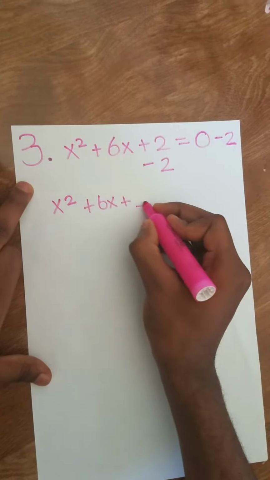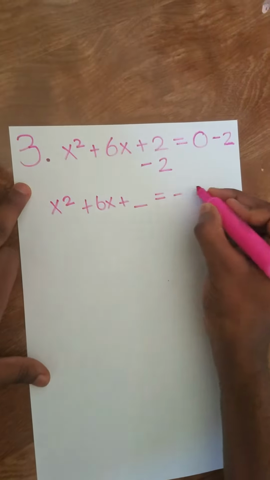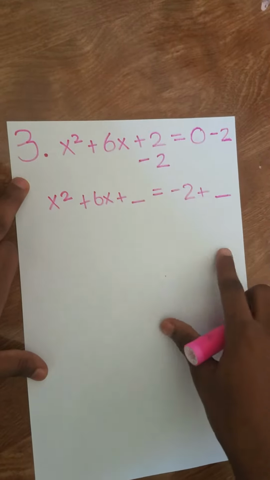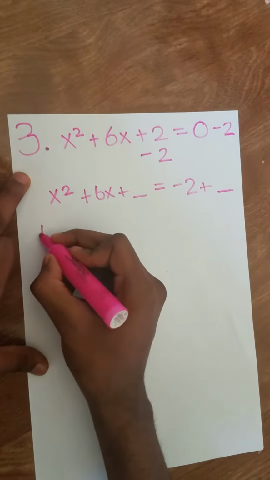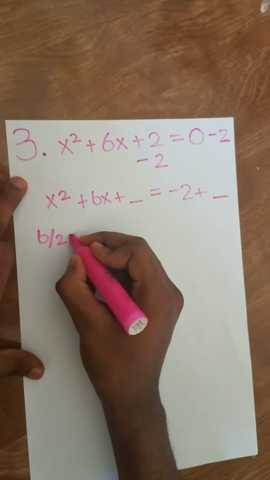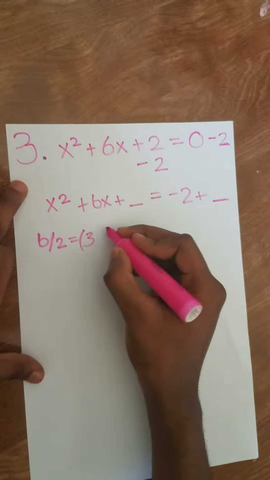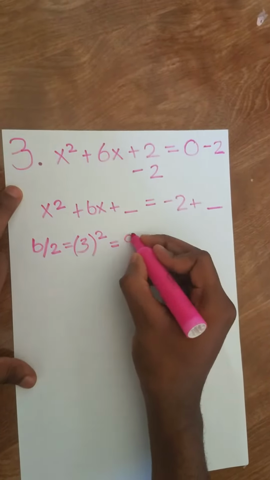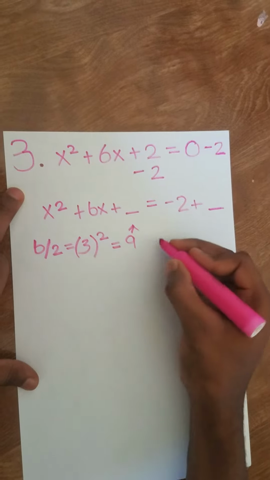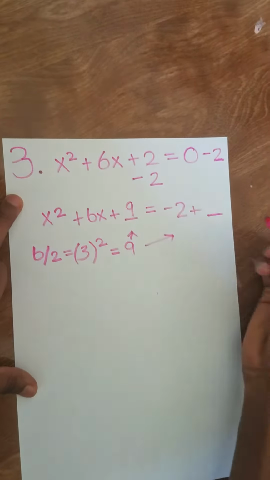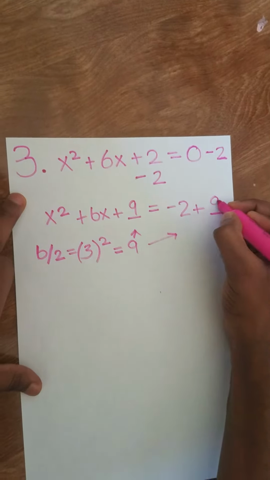Then we add our blank, which would equal negative 2 plus blank. So now we need to solve for the square. So we would take our 6, divide that by 2, which would equal 3, but we need to square our 3, which would equal 9, and we would input 9 for these blanks. So then that would be a 9 right here, and a 9 right there.